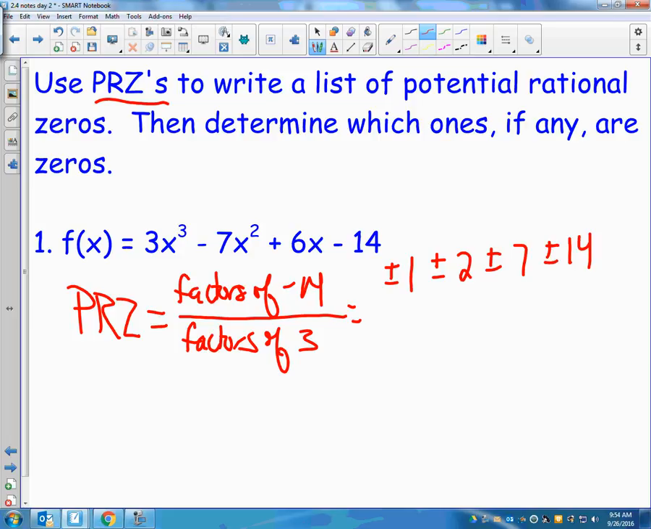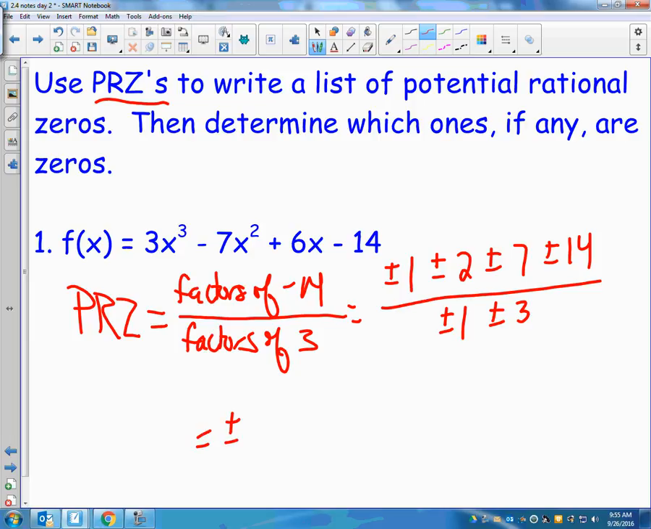Do we have to put plus or minus in front of all? Yes. Or can we put parentheses? No, all of them. Alright. And on the bottom, factors of 3, plus or minus 1, plus or minus 3. And then we have to think of all the possibilities of what numbers these make.